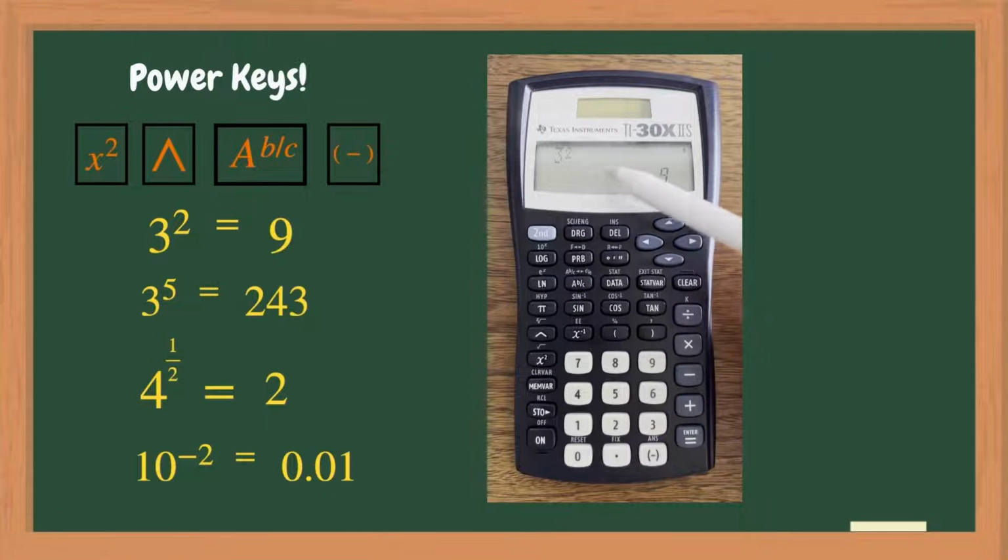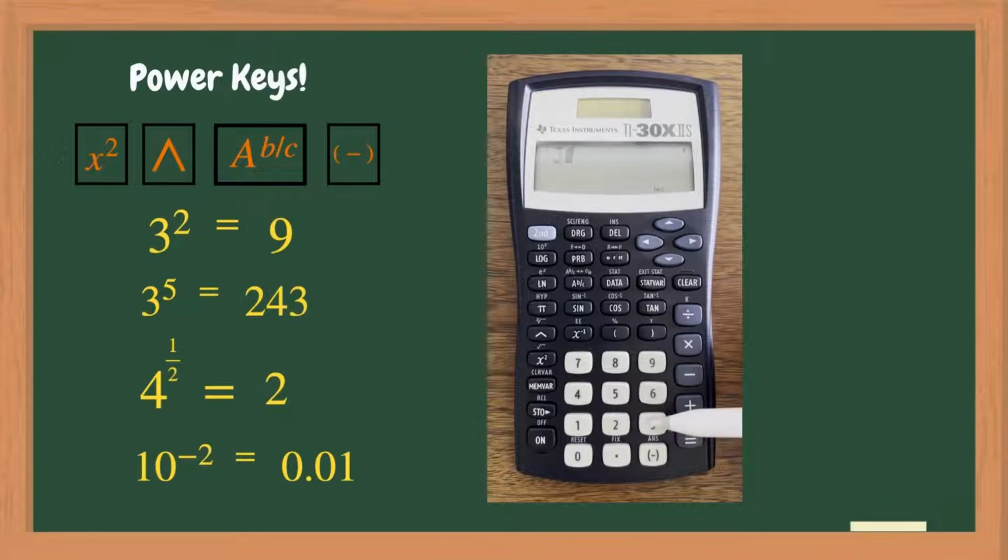So I know that 3 squared is equal to 9. And remember, you could find that mentally, because 3 squared is just 3 times 3, and 3 times 3 is 9. Now I'm going to clear this. My next example is 3 to the 5th. As you can see, 3 to the 5th is equal to a much larger number than 9, and that is 243. So now we're really happy we have a calculator to help us with this one.